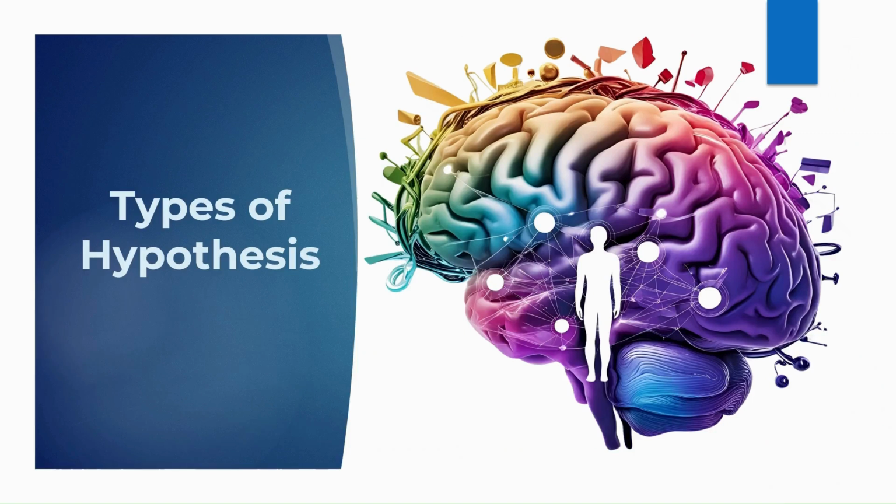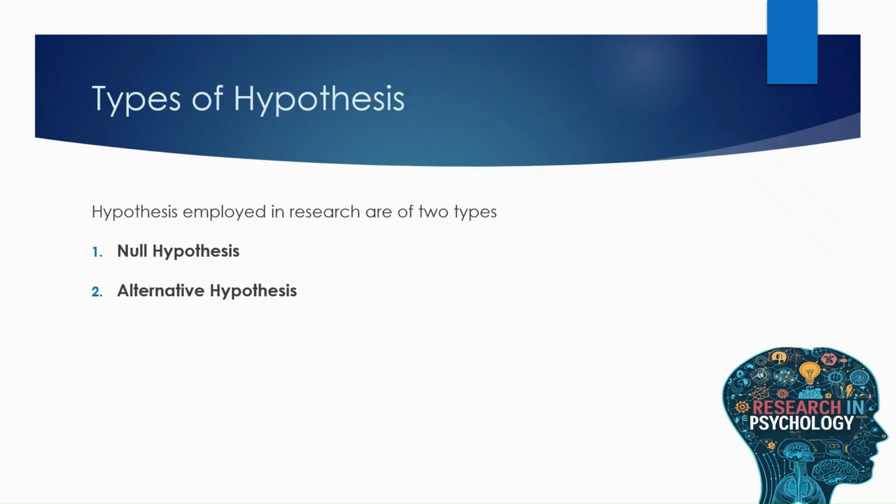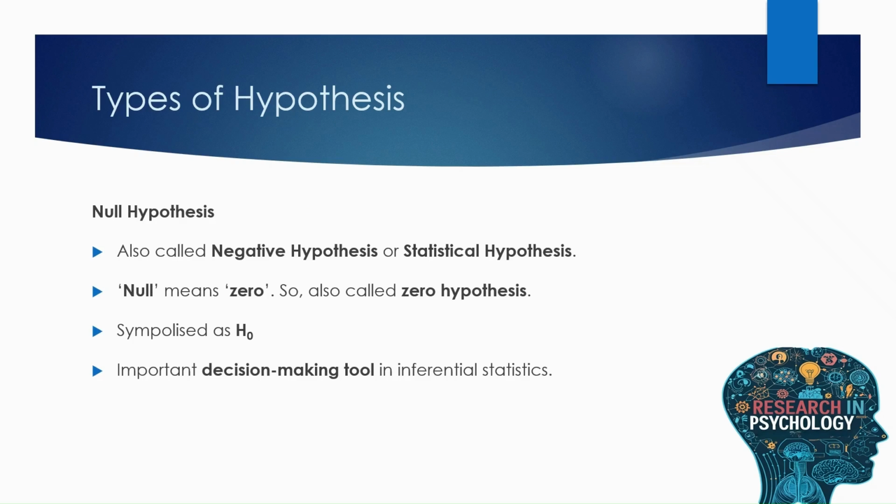Next, let's move on to types of hypothesis. All right. So, hypotheses employed in research are of two main types. The first is null hypothesis. Second is alternative hypothesis. Let's start with null hypothesis. Null hypothesis is also called negative hypothesis or statistical hypothesis. All right. So this is a very important part of hypothesis.